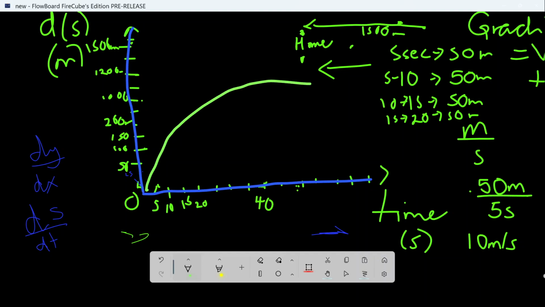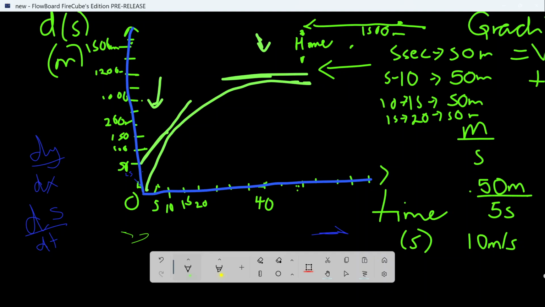In this case, the gradient is actually reducing. Right here, the gradient is there. You can see the gradient by drawing a tangent. You can see that the gradient here is lower than the gradient here. The gradient of the displacement graph is the speed, or the velocity. And that just tells us that the speed here is reducing. The object is coming to rest.